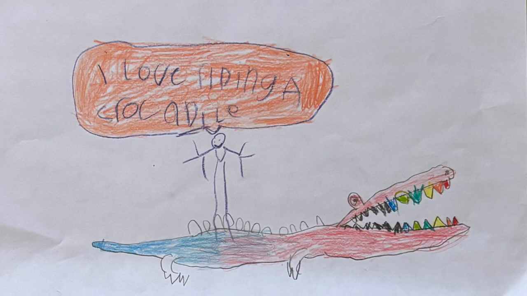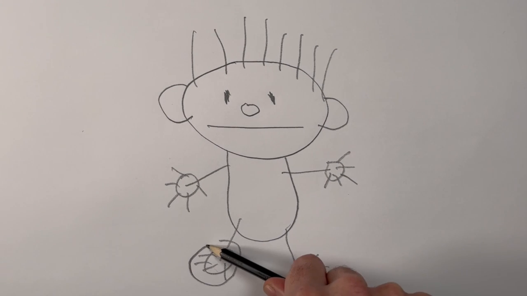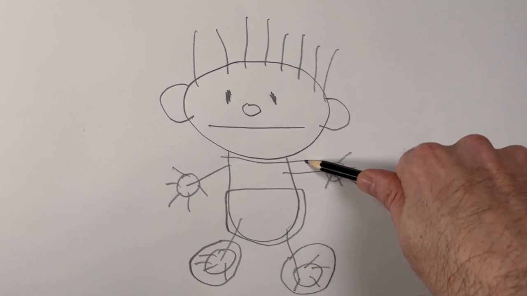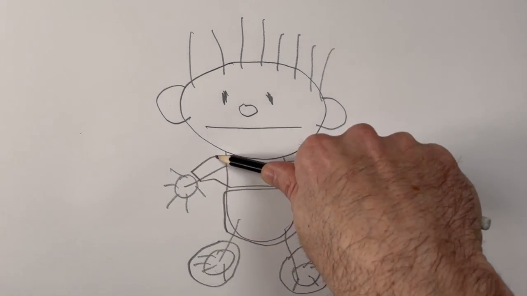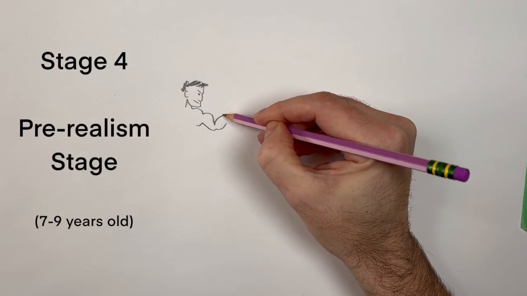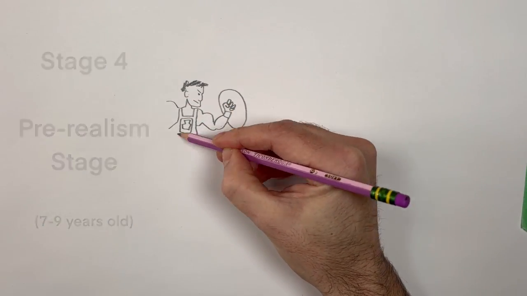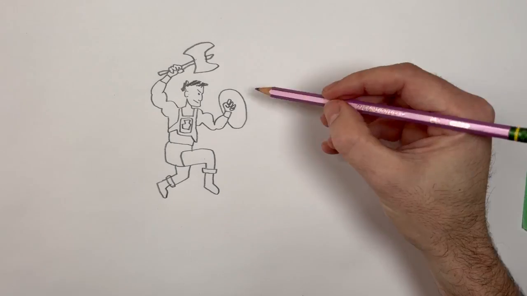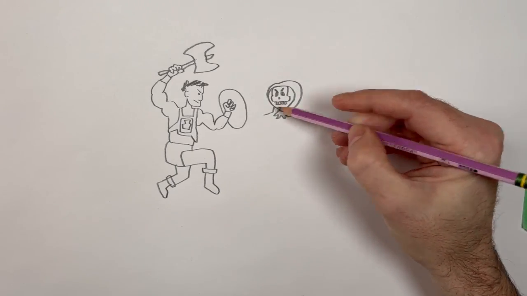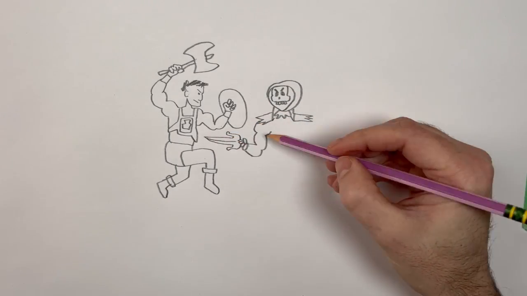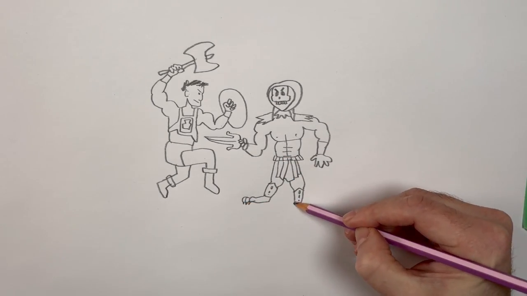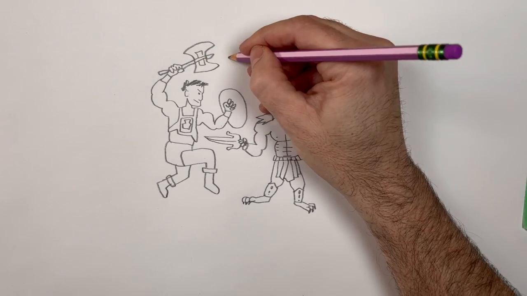This is a drawing done by my son, and it reads, "I love riding a crocodile." You also might see something called X-ray drawing, and that's where you can see the body underneath the clothes in this stage. The pre-realism stage is very much like the schematic stage, except that the drawings become more complicated. The relationships between different elements in the drawing start to become more sophisticated. The line that separates the ground from the sky becomes an anchoring point. You'll start to see people anchored on that horizon line.